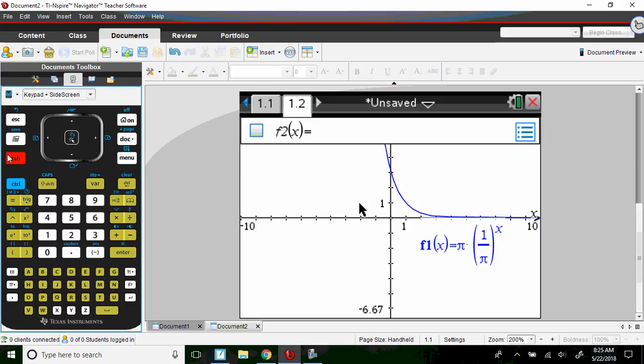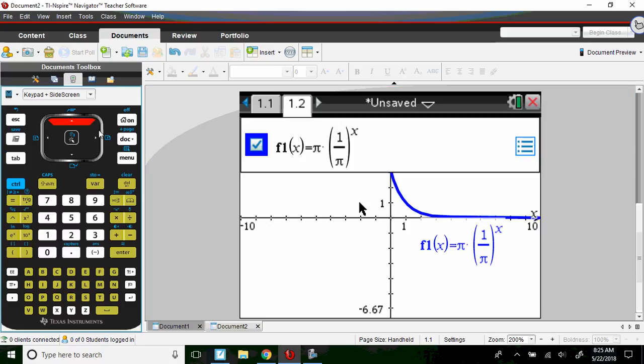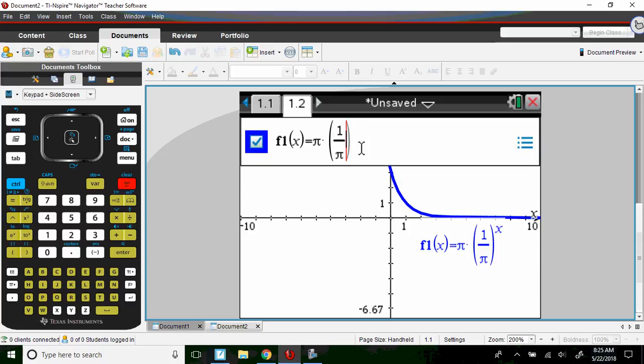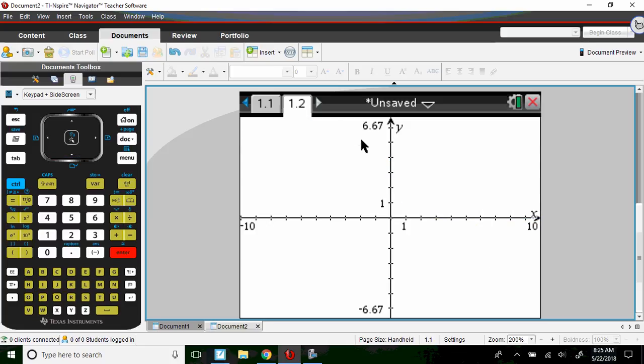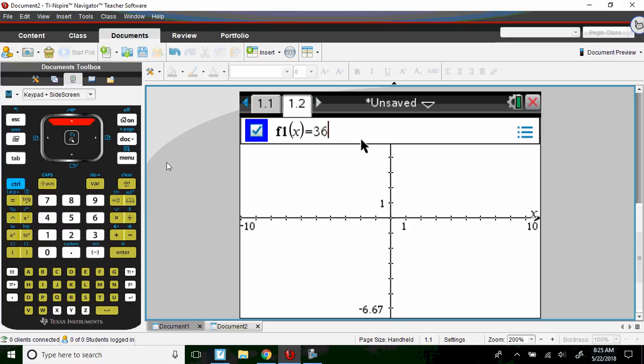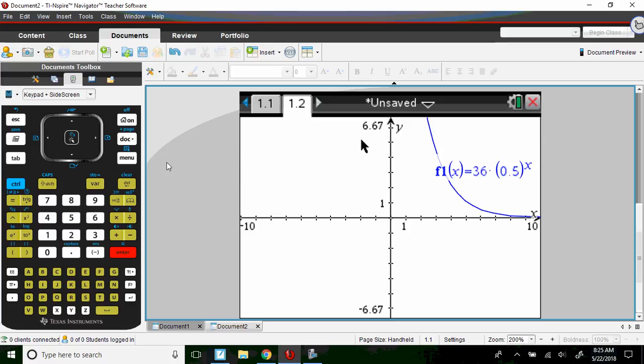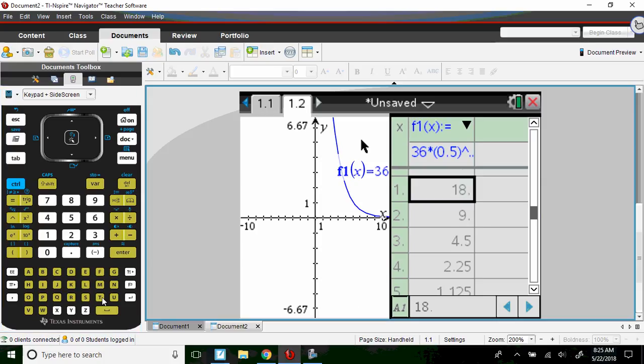So we started off with 36 mealworms. And each day, Starvin' Marvin ate half of them. So 36 times, oh dang it, 36 times 0.5 to the x. I got to use x on here. So what I want to see is when I'm completely out of mealworms.